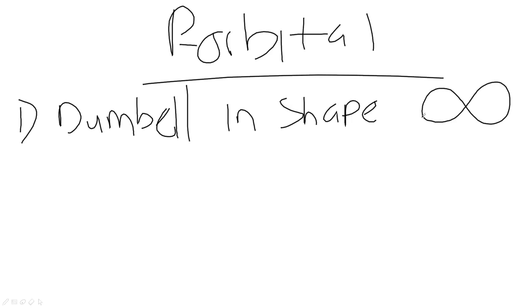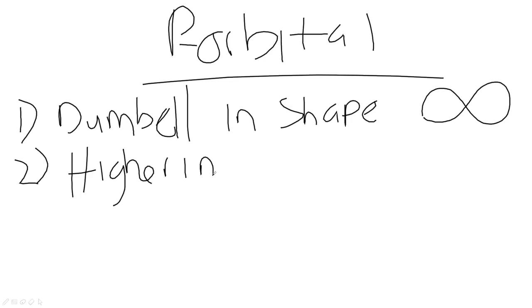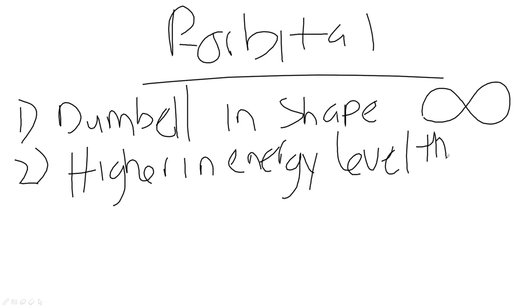Okay, the next thing I said, it has a higher energy level. The energy rank is higher than the s orbital. It's next to the s orbital. After it, you can see the d orbital, then the f, and that's how it goes. It's higher than the s orbital, so I can put my second characteristic as higher in energy level than the s orbital.